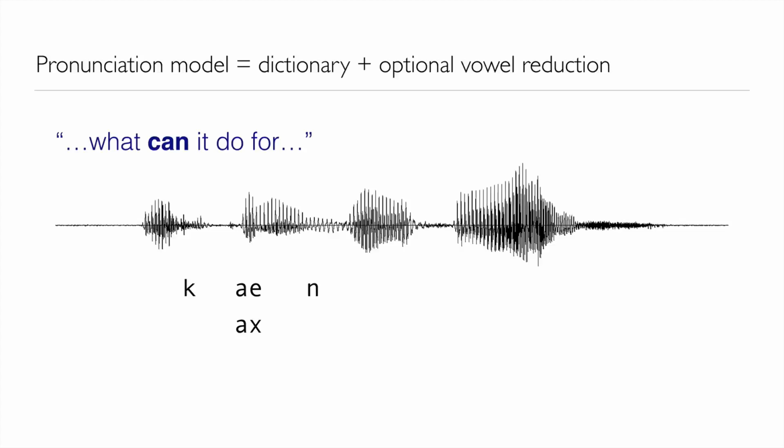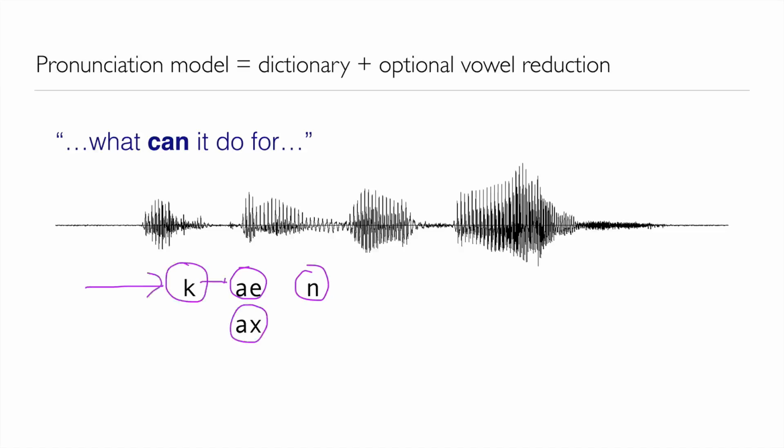The next ingredient is a pronunciation model that maps the words in the language model to phones, of which we have HMMs. Our pronunciation model is basically a dictionary, so it maps words, such as this word, to pronunciations, such as this. And we're going to add a little rule-based pronunciation variation, and we're going to allow every vowel to be reduced to schwa. So we'll write out our finite state pronunciation model of the word can.